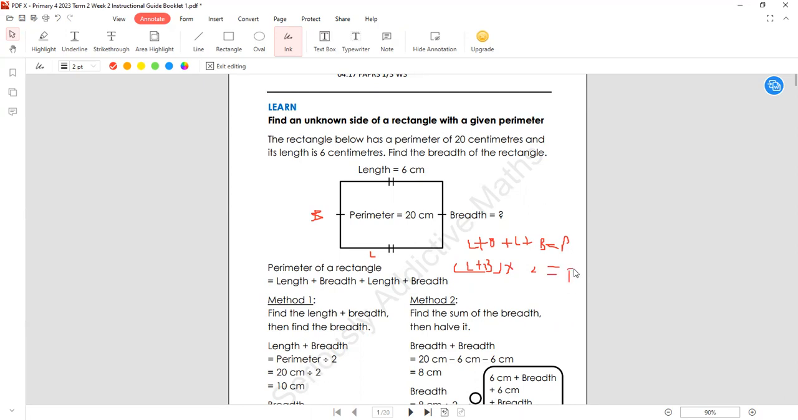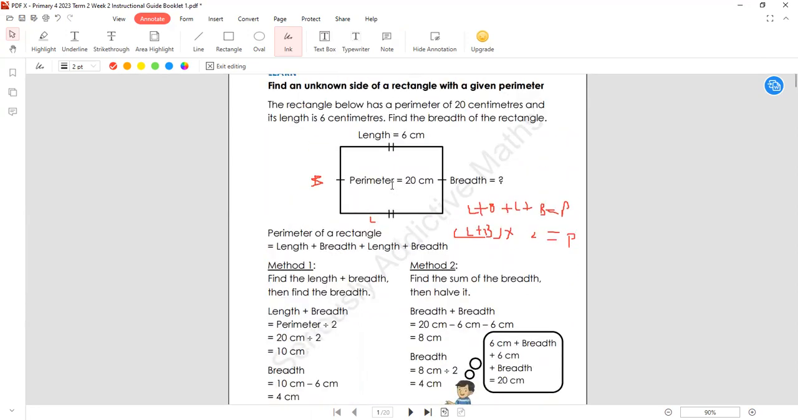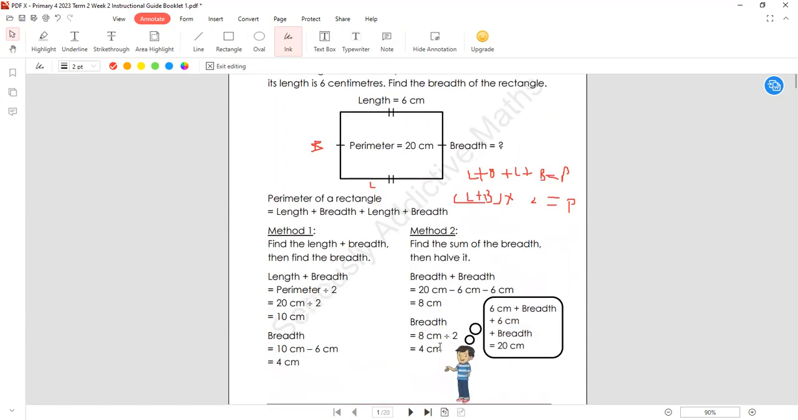Now for this question, they have to find the unknown, which is the breadth, when the length is given. There are a few ways of doing it. If you go by the subtraction way, it'll be 20 minus 6, which equals 8 cm. That would include the breadth on both sides, and then divide by 2. Explain this to the student.